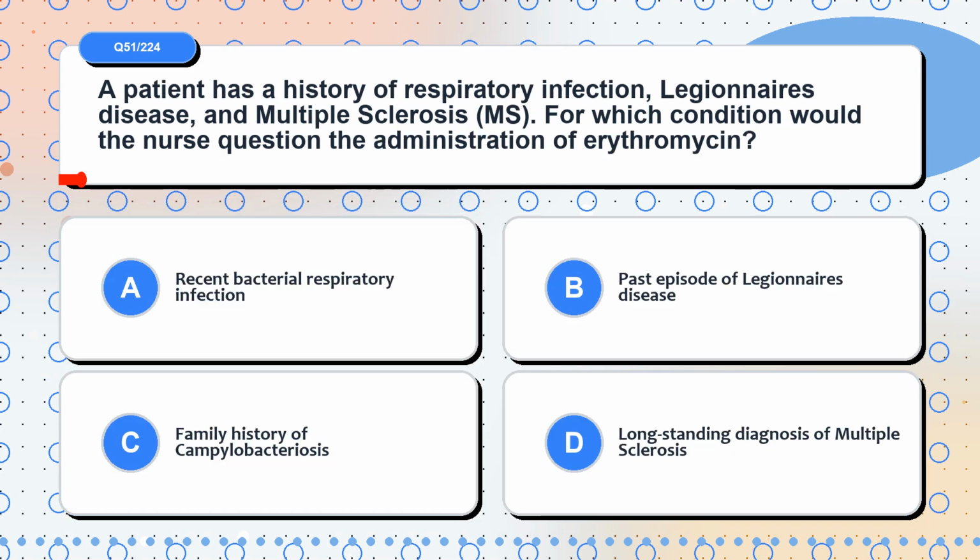Question 51. A patient has a history of respiratory infection, Legionnaire's disease, and multiple sclerosis (MS). For which condition would the nurse question the administration of erythromycin? Here are the options. Option A, recent bacterial respiratory infection. Option B, past episode of Legionnaire's disease. Option C, family history of campylobacteriosis. Option D, long-standing diagnosis of multiple sclerosis.